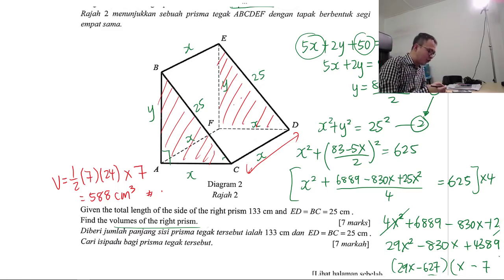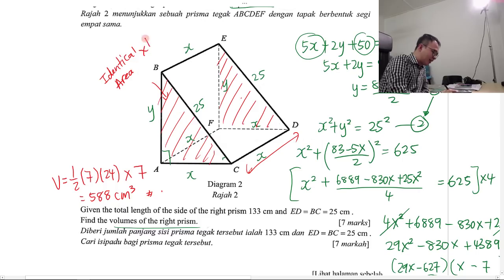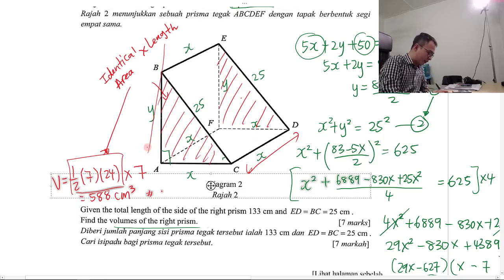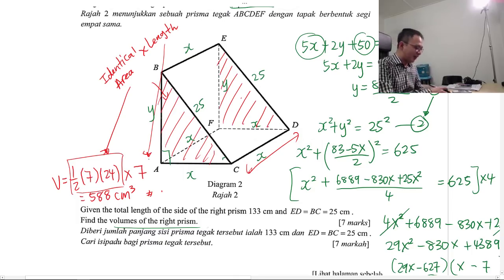So therefore, how to find the volume of a prism is normally the identical area and then multiply the length. So the length in this case is x. If this area is a triangle, then I find the area of the triangle. My identical area will be the triangle, and then I multiply by the length. In this case, the length is 7, so I will multiply by 7. If the area over there is a trapezium, then you find the area of the trapezium and multiply by the length. This is how we find the prism volume. If it's a cylindrical prism, then maybe you find the circle area and then multiply the length.